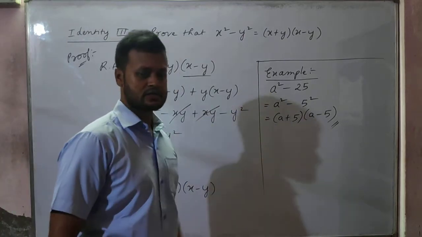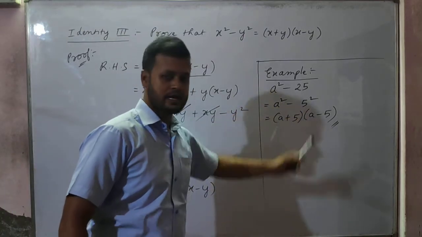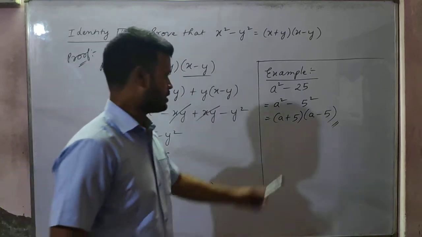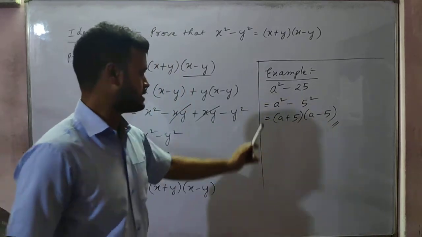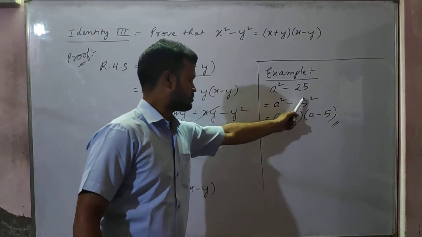So a square, you will write a square only. In place of 25 you will write what? 5 square, won't you? A square will be a square only, isn't it? A square will be a square only. In place of 25 you will write 5 square.